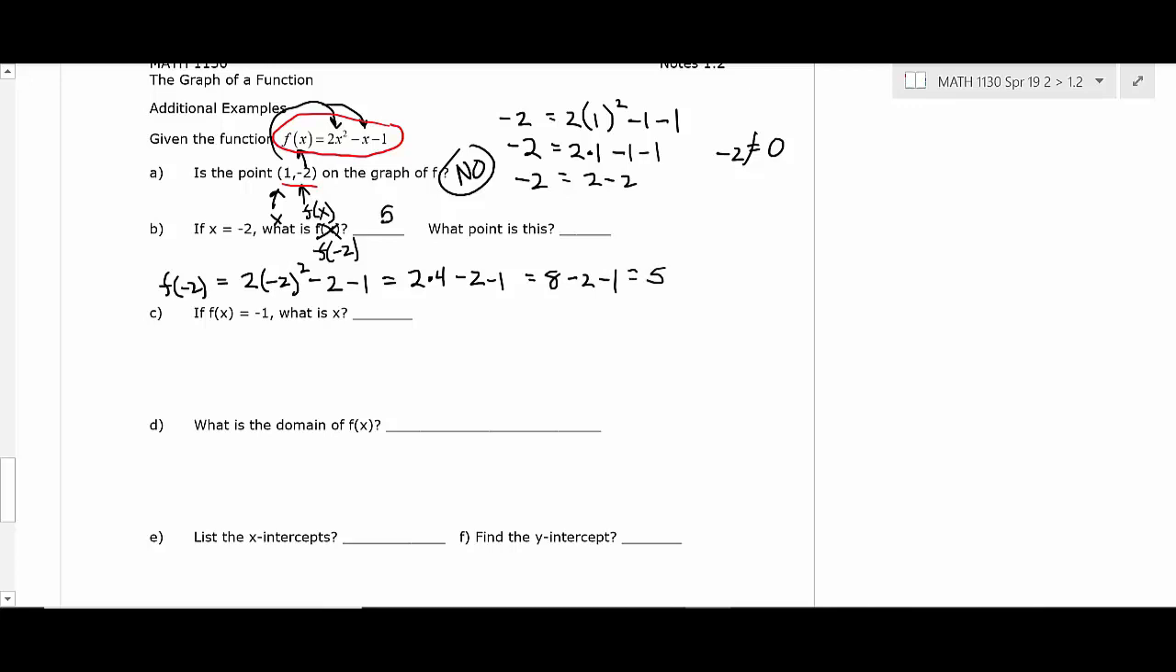So what is the point then on the graph? If x is -2, then the y value we found to be 5, like that. So that's what that means.